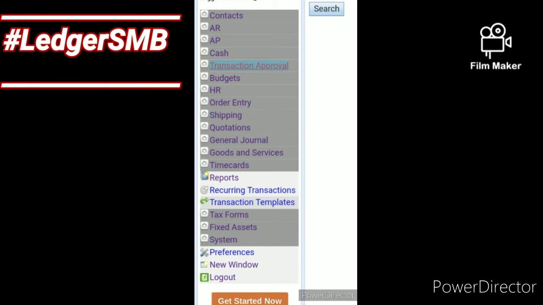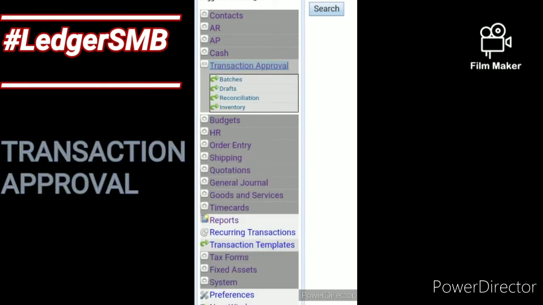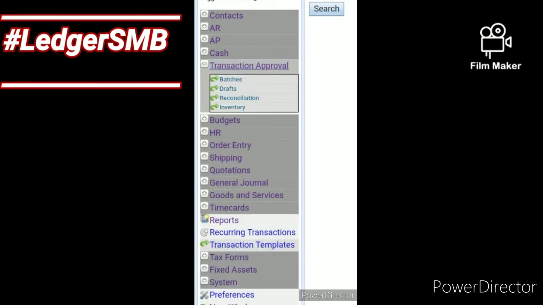The categories of transaction approval are batch, draft, reconciliation, and inventory. This allows manufacturers' approval systems to have a system in place to ensure requests are new, approved, or rejected in a timely manner. This does not only apply to purchases.